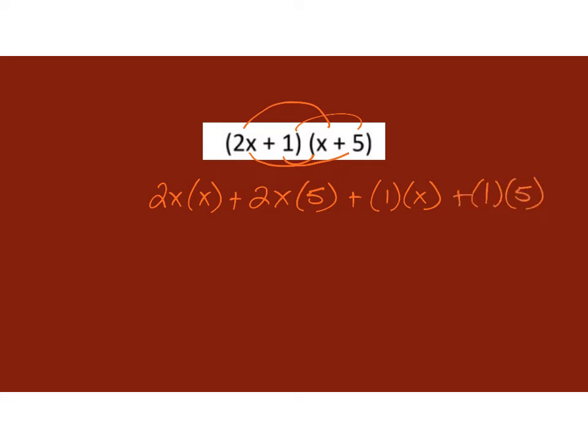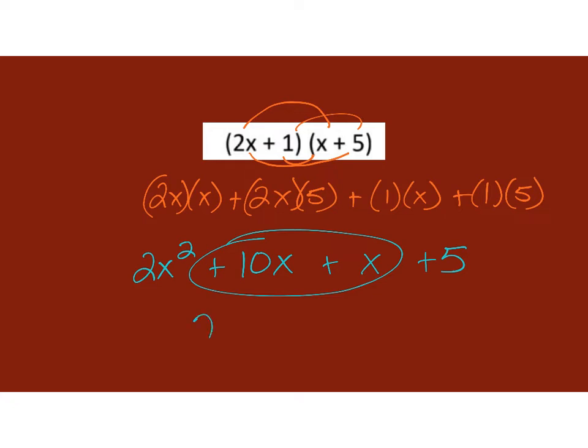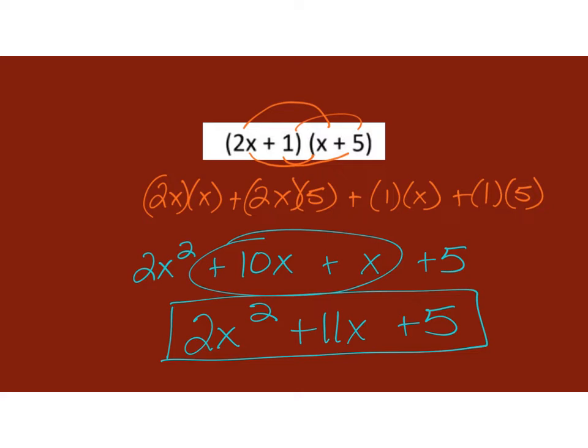This is a long way to do it. I normally don't stretch it out like this, but what we can do is start to simplify. So 2x times x becomes 2x squared. 2x times 5 becomes plus 10x. 1 times x becomes x. And then last but not least, plus 5. Now, if you notice, we have like terms in the middle here. So to simplify this, this will become 2x squared plus 11x plus 5. So this right here is simplified.